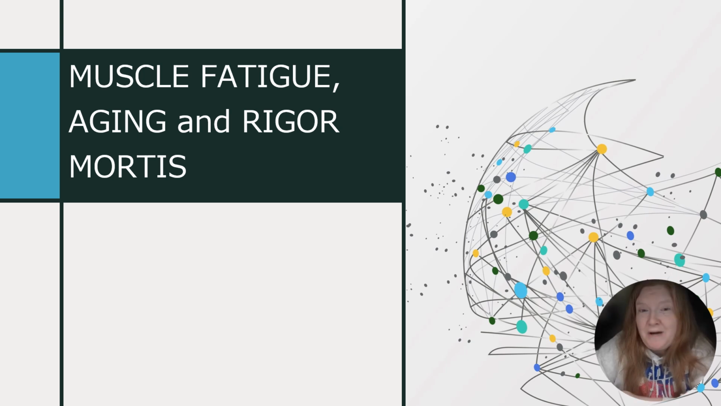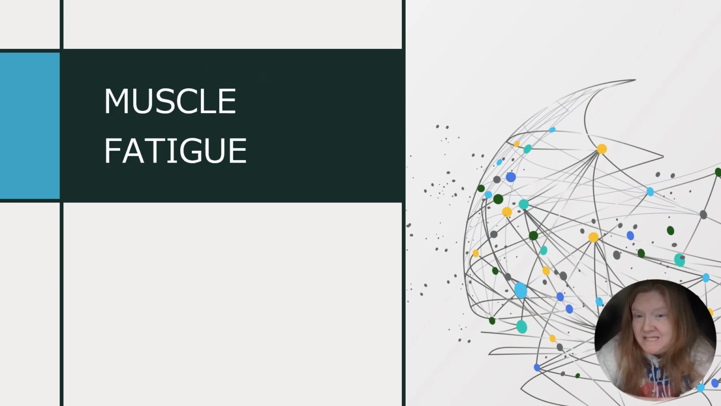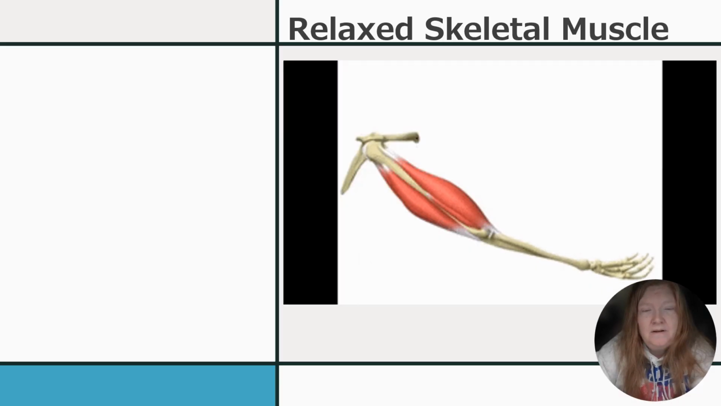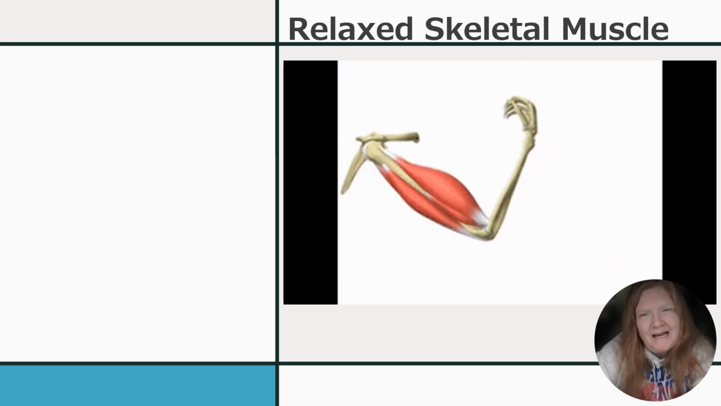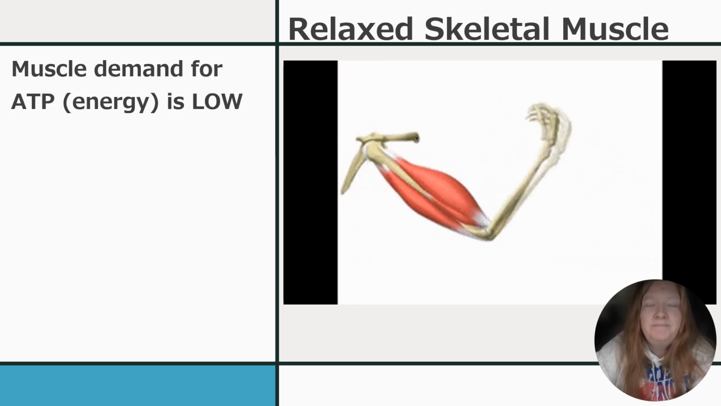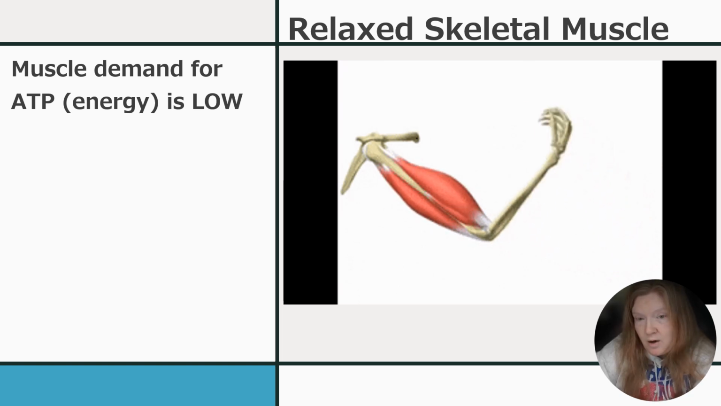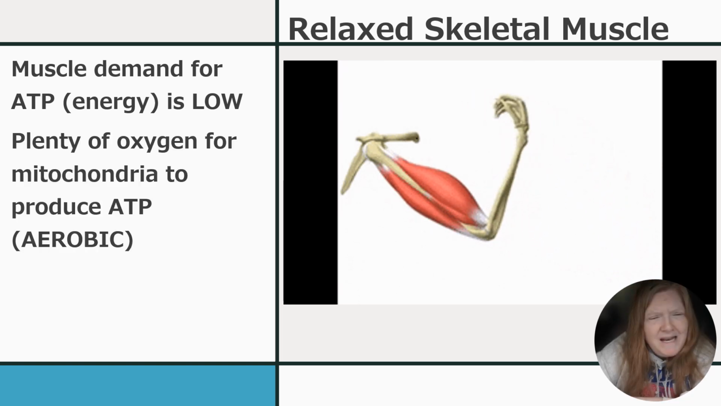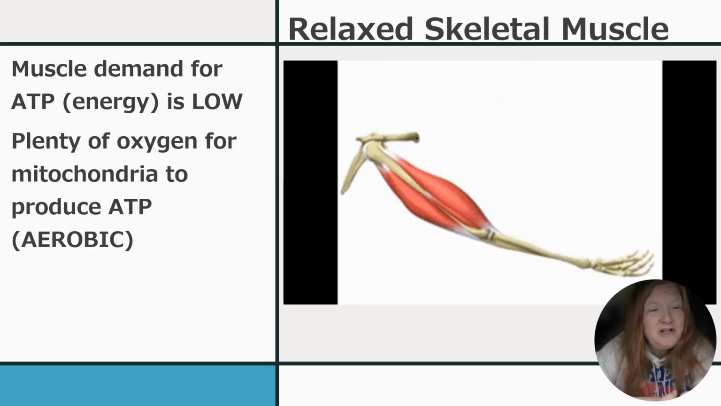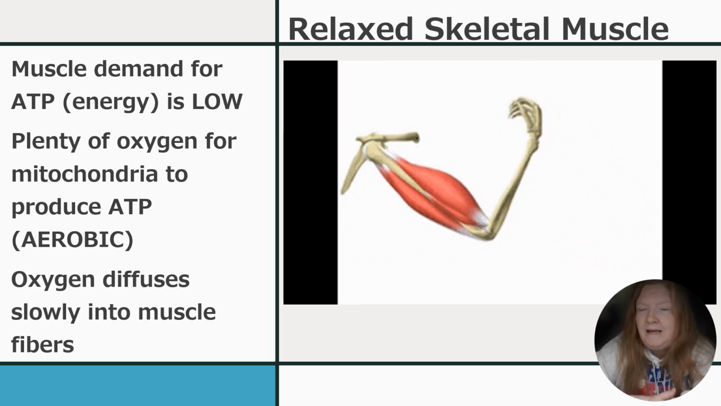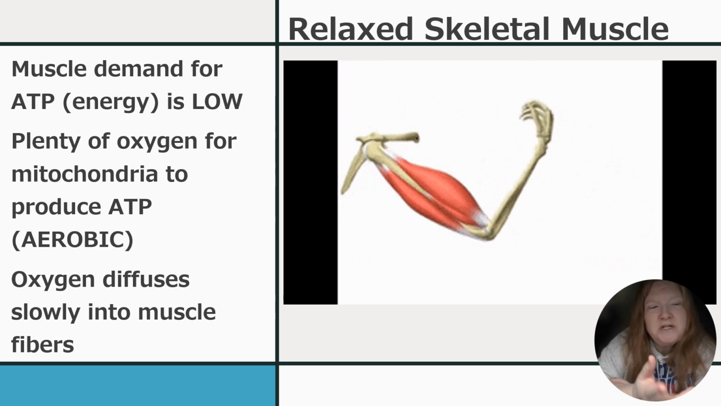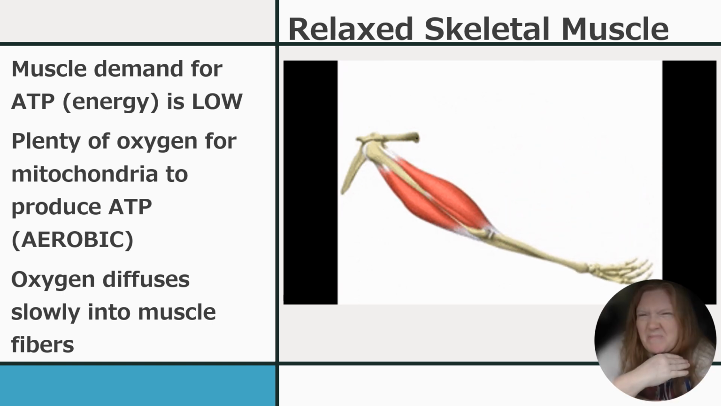All right, today we have a few concepts: muscle fatigue, aging, and rigor mortis. Muscle fatigue first. So here is a relaxed skeletal muscle concept. That means the muscle demand for ATP or energy is low. There's plenty of oxygen for mitochondria to produce ATP using aerobic respiration. Oxygen is going to be diffusing slowly into the muscle fibers.